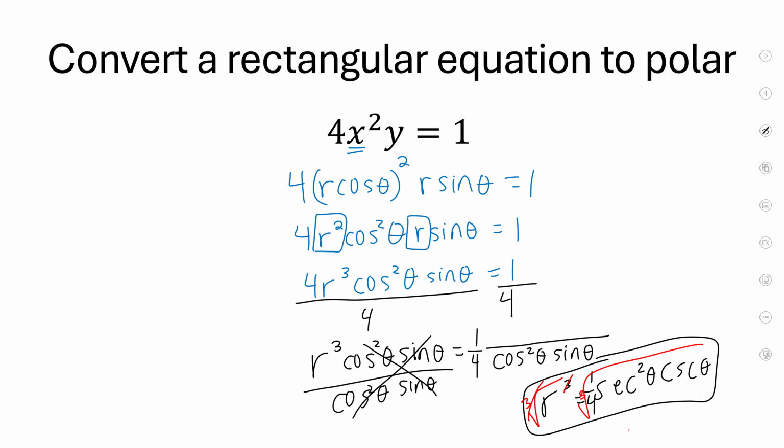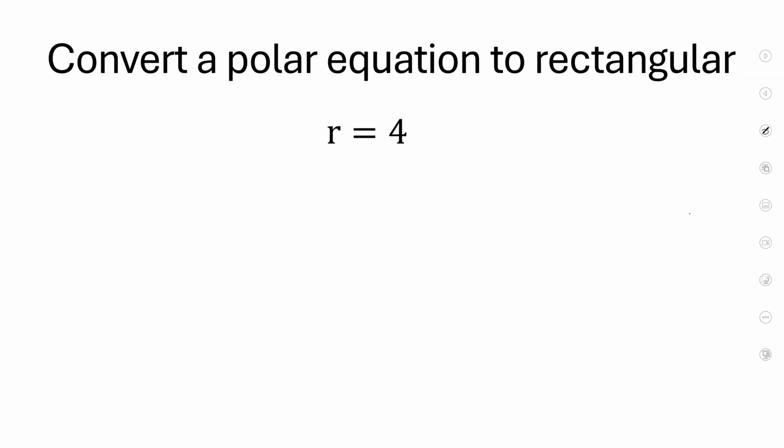All right, next one. Now we're going to convert from polar to rectangular. Guys, what does this mean? Okay, so what kind of graph do we have? A circle, because it says the radius is 4. So you're going to have a radius of 4. 1, 2, 3, 4. It's going to look like this.